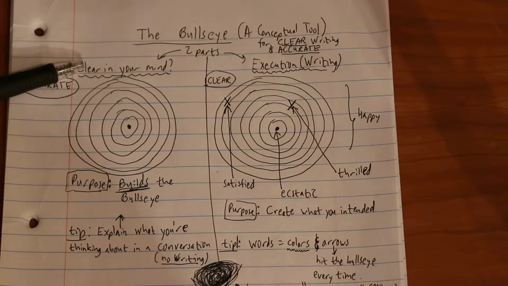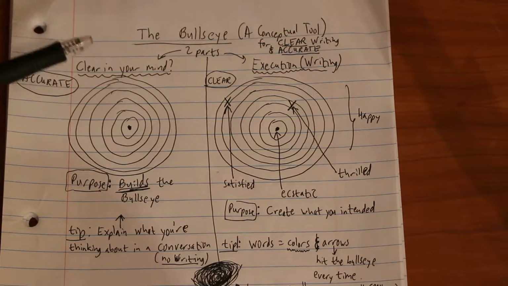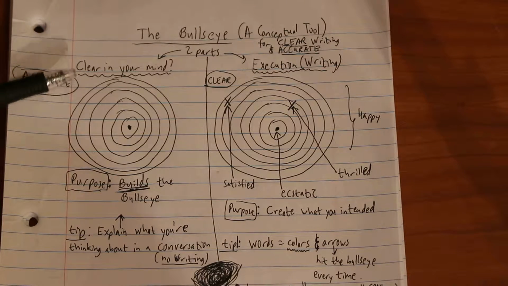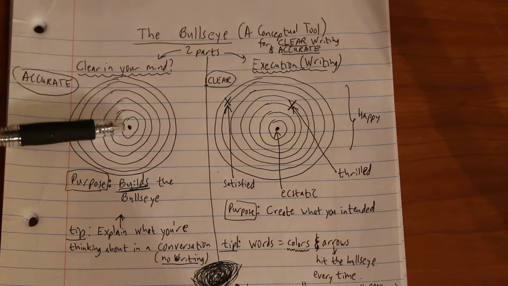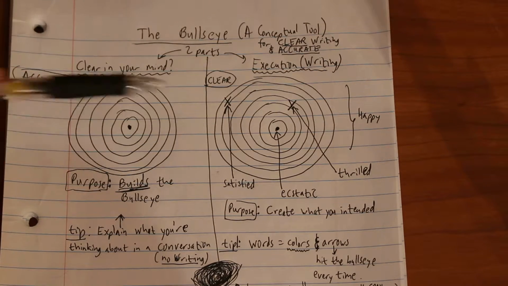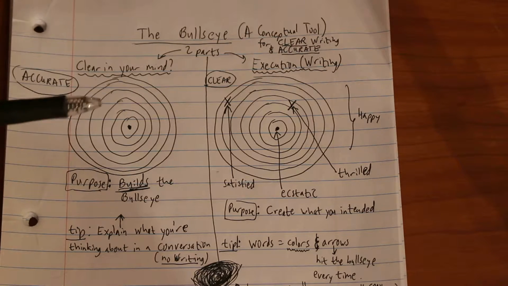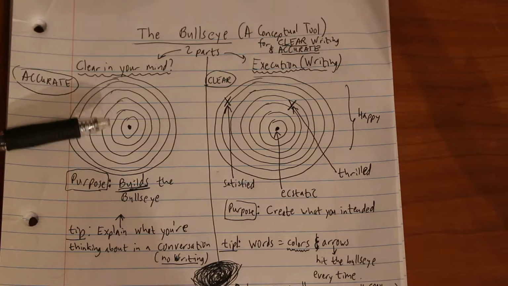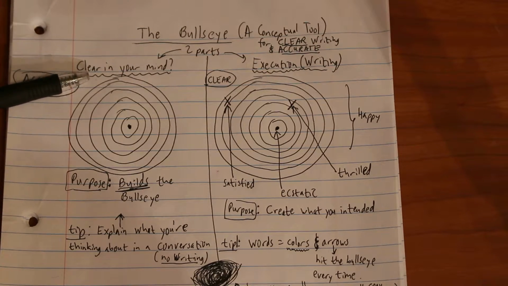So what this does is this builds the bullseye in the first place so that what you want to say is at the center of the bullseye. That's ideally what you would like to do. Okay, so that's step one. We're going to focus mainly on the right side, step two, but keep in mind this is actually oftentimes more important because if it's not clear in your mind, it's not going to be clear in your writing. All right, so that's step one.